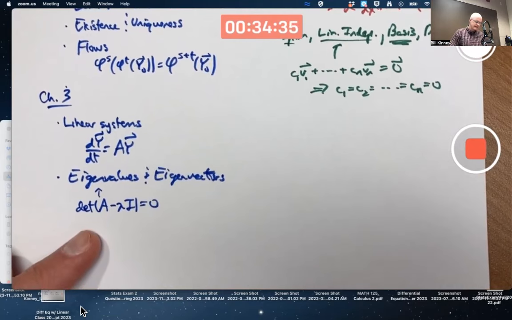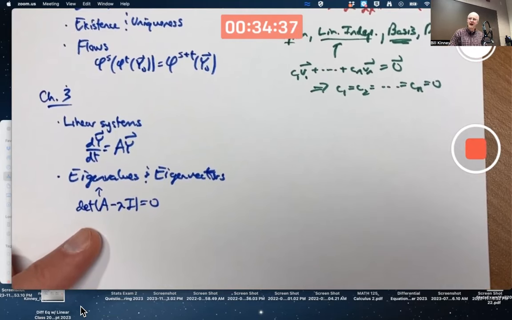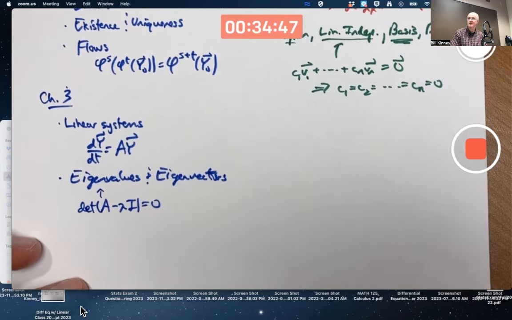The simplest case in the 2x2 situation is when you've got two distinct real eigenvalues. And in that situation, your two corresponding eigenvectors will be linearly independent.